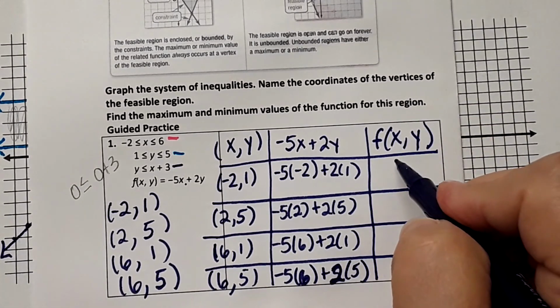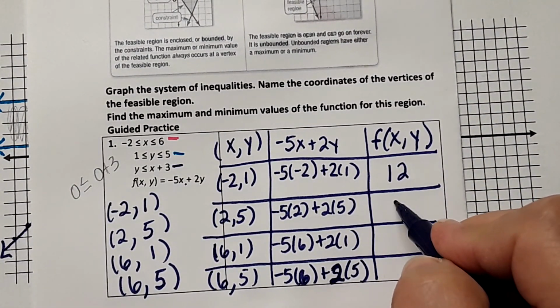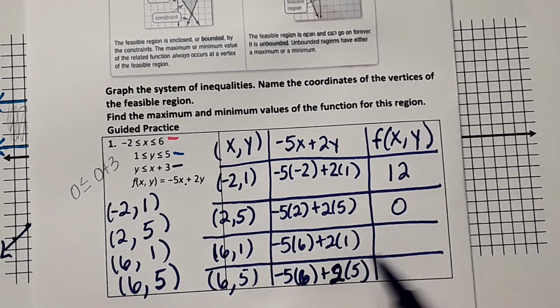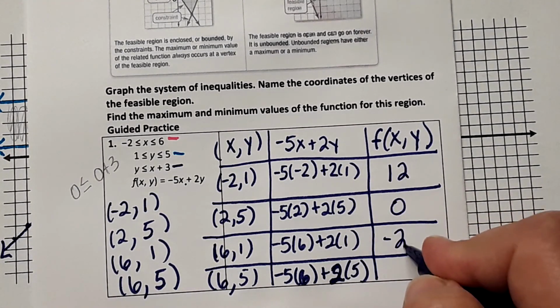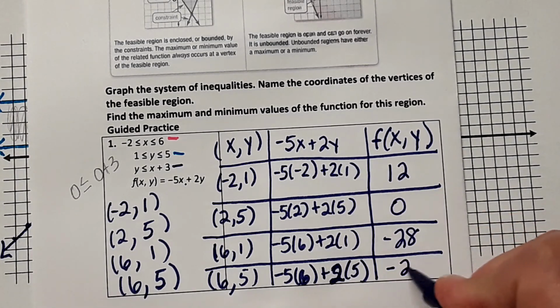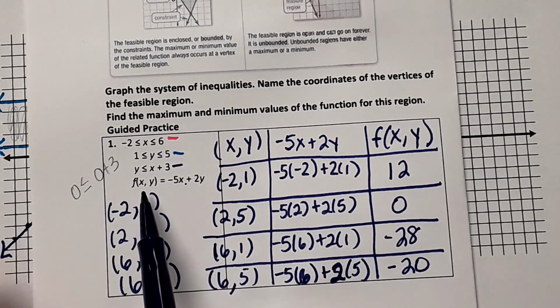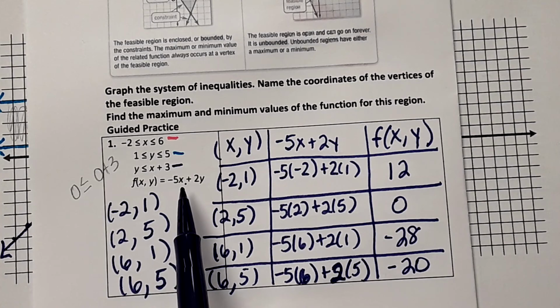Twelve here, correct? Zero here. Negative 30 plus 2 should be negative 28. And negative 20. Got it? Okay, so a couple of things. This is called the optimization equation. That's what that's called. That optimizes your maximum and your minimum. Okay, so that's your optimization equation.